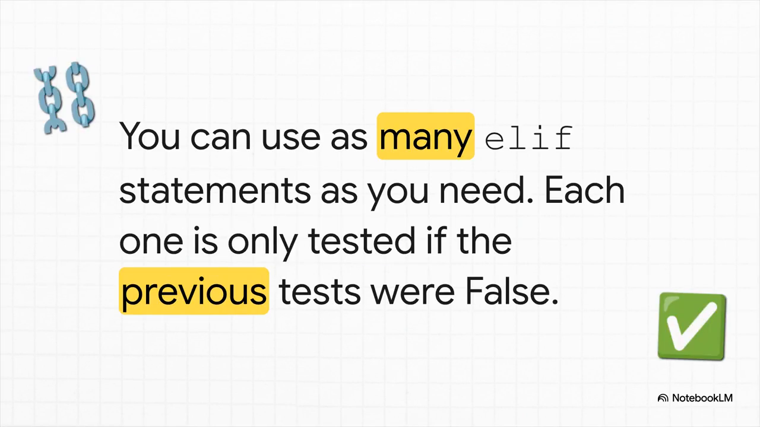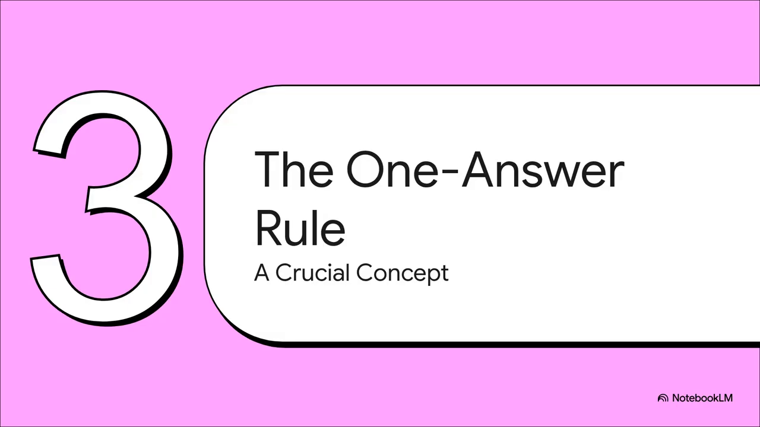And here's the really cool part. You're not limited to just one elif. You can have an if, then an elif, then another elif, and another, as many as you need to handle all the different situations you can think of. It's super flexible. Okay, this next bit is maybe the single most important idea to really get about how these chains work. It can feel a little weird at first, but once it clicks, you've totally got this.